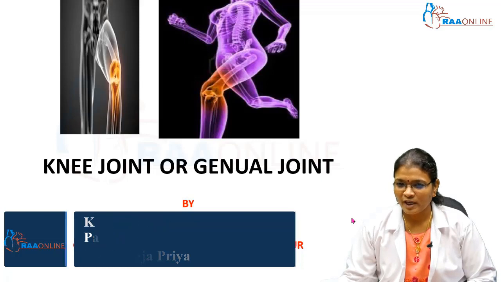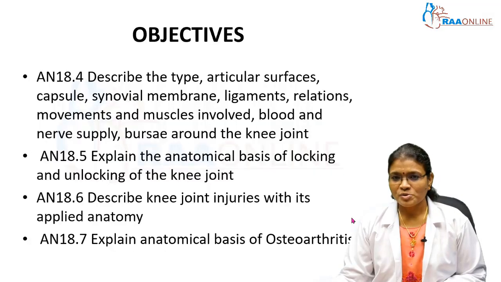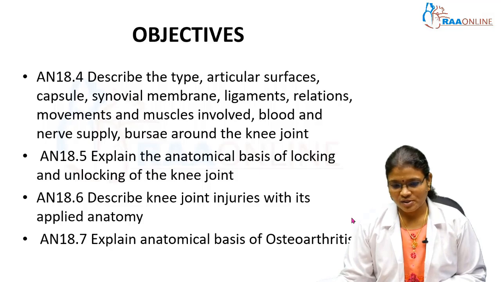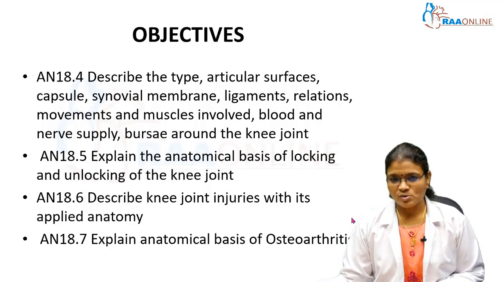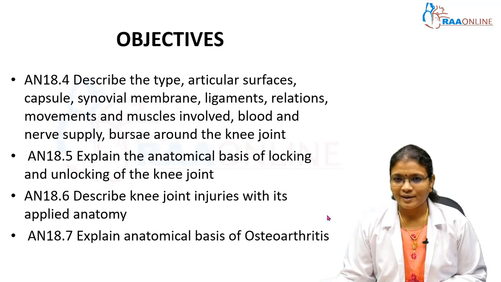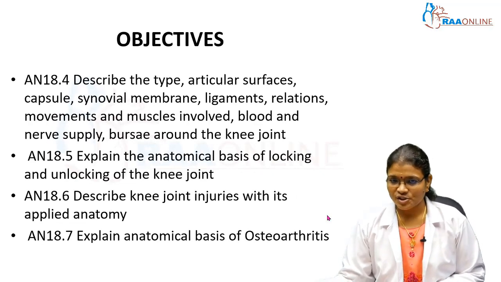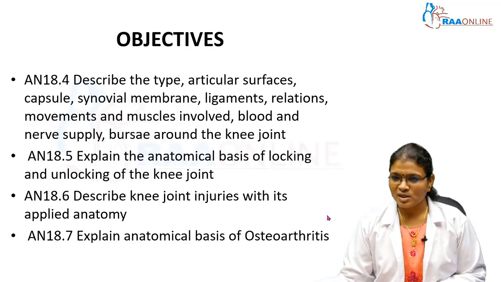Genu means bent. Knee has a bend, therefore it's otherwise called genu, and the knee joint can also be called the genual joint. Objectives. At the end of the session, first year MBBS students must be able to describe the type, articular surfaces, capsule, synovial membrane, ligaments, relations, movements, and muscles involved in those movements, blood supply, nerve supply, and bursas around the knee joint.